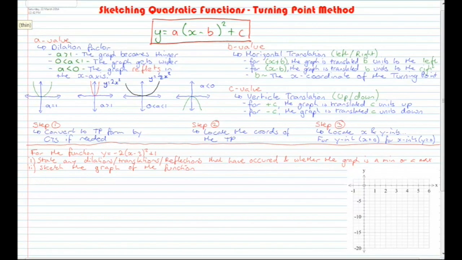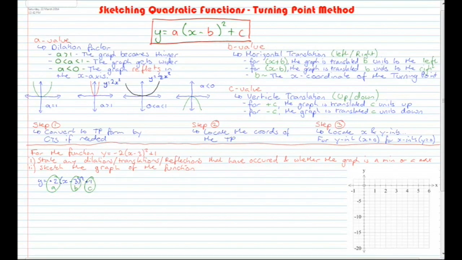The very first thing we need to do is rewrite out the rule, so let's go through and do that. So I've got y is equal to negative 2 bracket x minus 3 squared plus 1. And the question says state any dilations, translations, reflections that have occurred. So before we do that, let's just go through and circle our A, B and C values. So this here is our A value, this here is our B value, and this is our C. So we'll circle those just so we know which one's all linked up here.